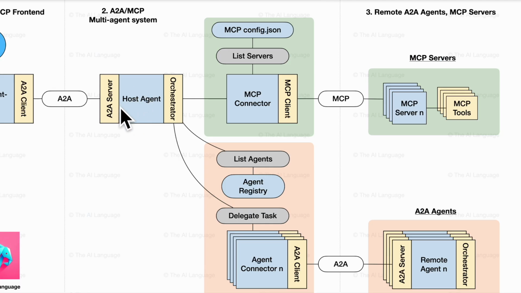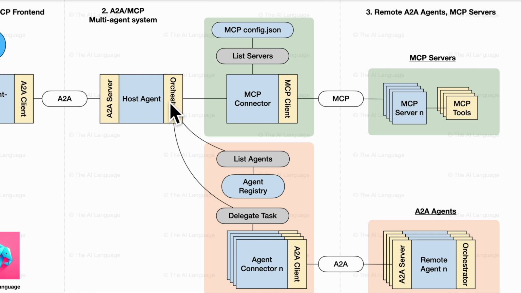So the host agent itself has an A2A server, which means that it can receive requests like tasks, etc. on the A2A protocol, and it can be discovered using the A2A protocol, which is what our A2A client uses. The other thing is that it's an orchestrator agent. So it has something called an orchestrator, which can do two things. It can list all the agents and all the MCP servers that it has through a process called discovery. And then it can delegate tasks to that agent, or it can give those tasks to the MCP tools through the MCP client. So let's talk about discovery first.